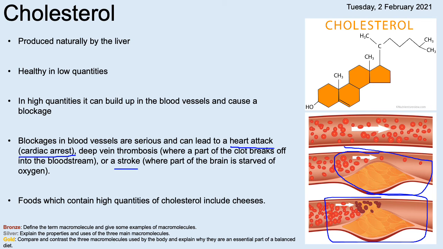Foods that contain high quantities of cholesterol include cheeses, normally very mature cheeses like mature cheddar. So if you get a blood test and your doctor tells you you have quite high cholesterol, you need to be careful of what you eat because that could worsen the impact of it on you.